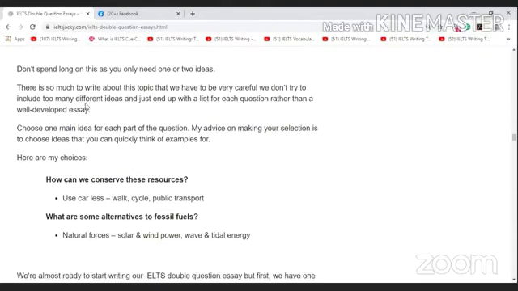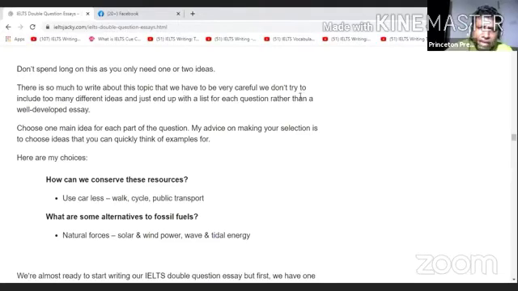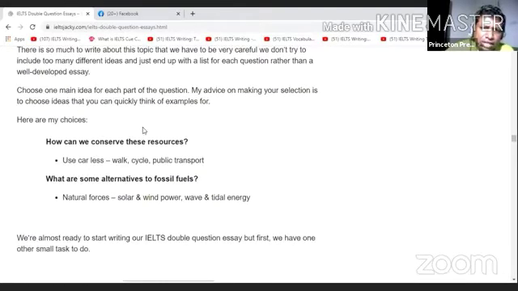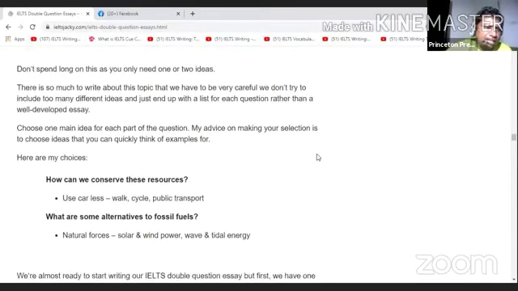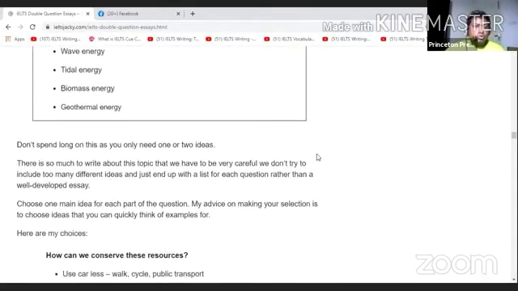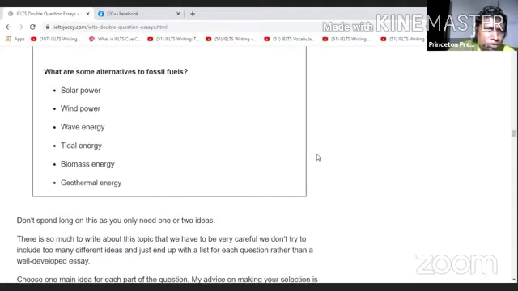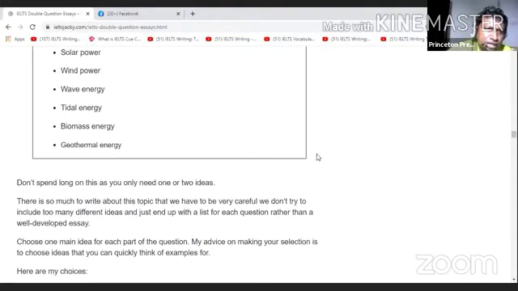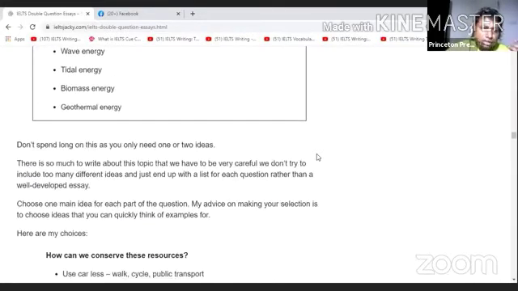There's so much to write about this topic that we have to be very careful. We don't try to include too many different ideas and just end up with a list for each question rather than a well-developed essay. So if you bring in too many ideas, what's the problem? You won't be able to discuss each of them. So sometimes it's better to talk about fewer topics, fewer issues, but go into detail.